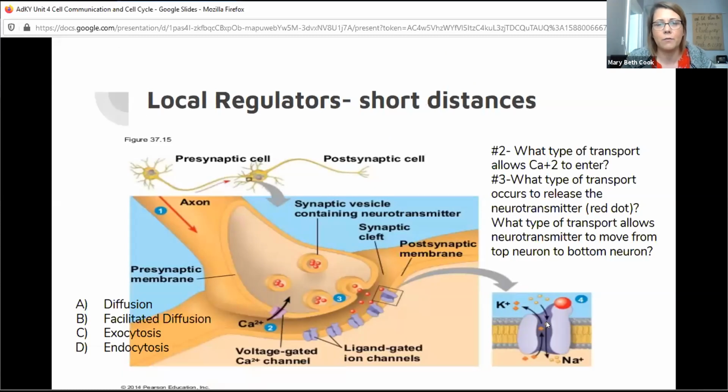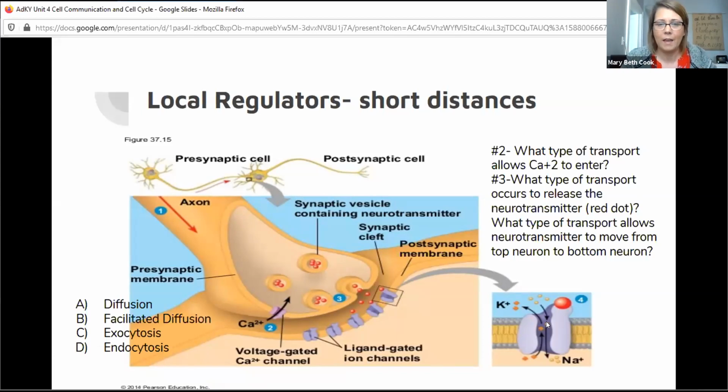The next way that cells can communicate is through short distances. They would be close to one another, and molecules can usually diffuse from one cell to another to share their information or have those cells act.